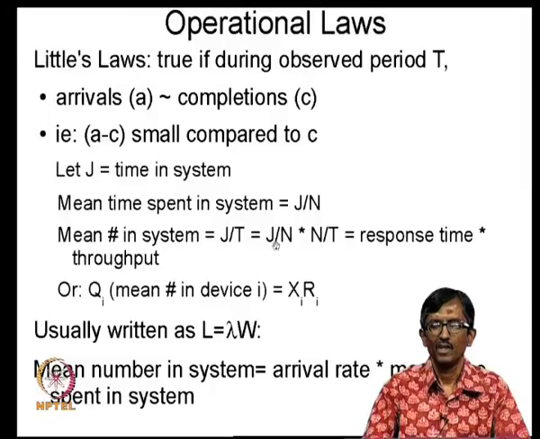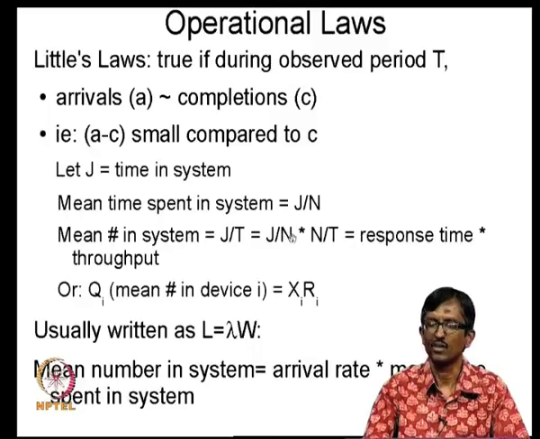Okay. And you can easily write it as j into n into n into t. It's very simple. I am just doing simple algebraic manipulation. You see n and n cancel, therefore it's the same as j by t. But j by n is what? It is the time taken divided by the number of jobs in the system. That's response time.